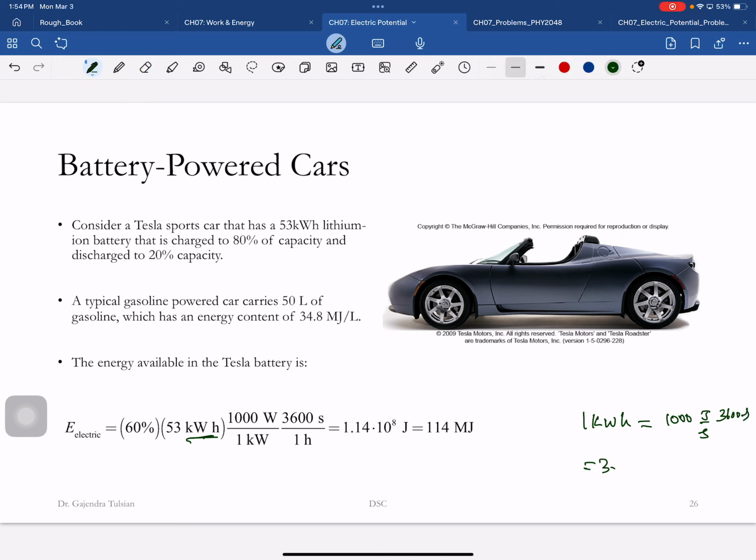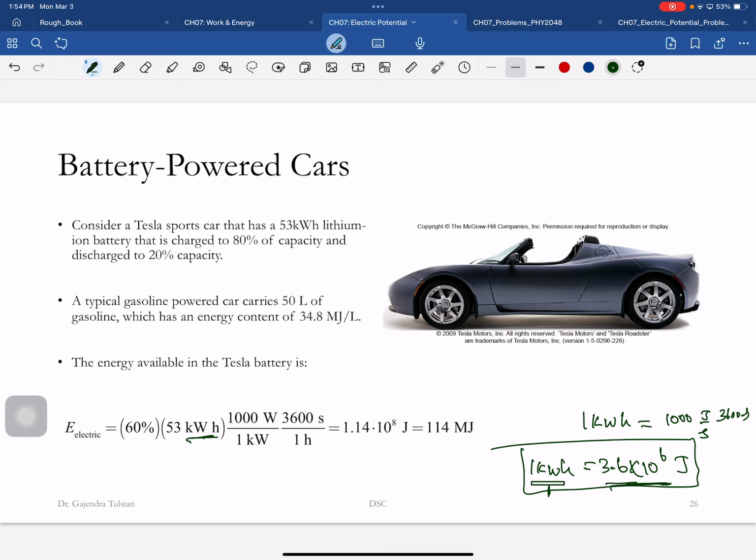So that's 3.6 times 10 to the power 6 joules. 1 kilowatt hour is about 4 million joules. This is what you pay your electricity bill by. 4 million joules of electricity costs you 12 cents. So look up your electric bill.